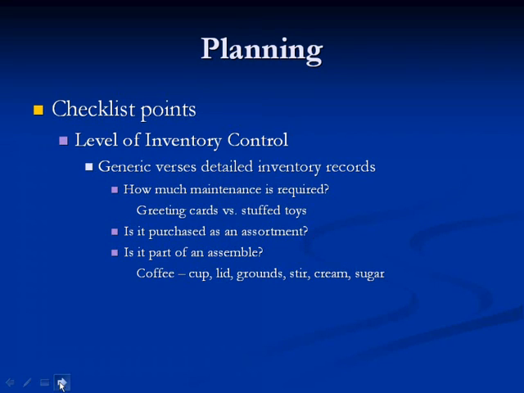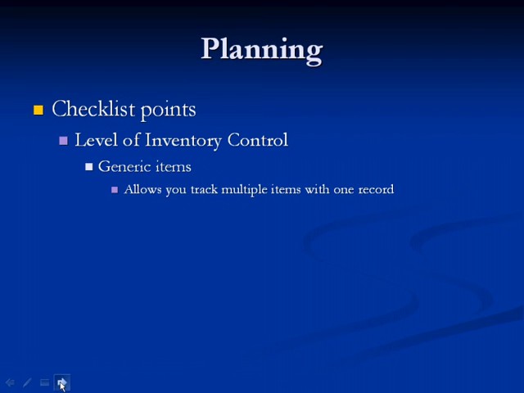The next thing to consider is, is it part of an assembly? And we're going back to the example of coffee for this. Are you going to have an individual record for each part of this? You're going to have a record for a cup, for the lid, for the grounds, for the stir, the cream, the sugar. Every time you sell coffee, you're going to be decrementing each of these individual records. Very unlikely, not worth the work you're going to put in to do that. So is it a part of an assembly? The assumption is that if it is, you're going to account for all these individual items and the cost of selling 1 cup of coffee, which of course is going to be an estimate. If you decide to use generic items, know that it allows you to track multiple items with 1 record.